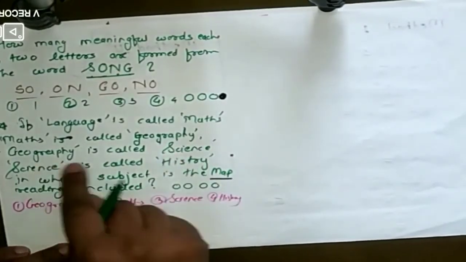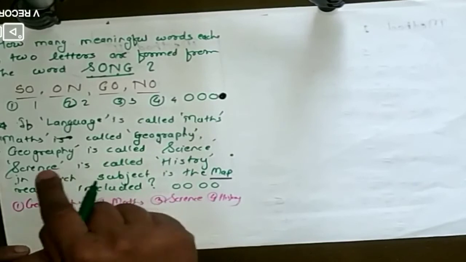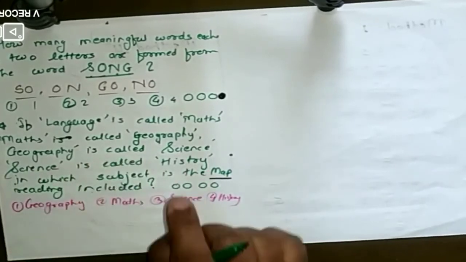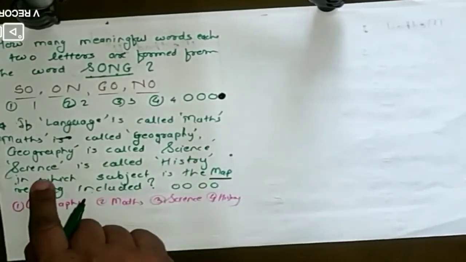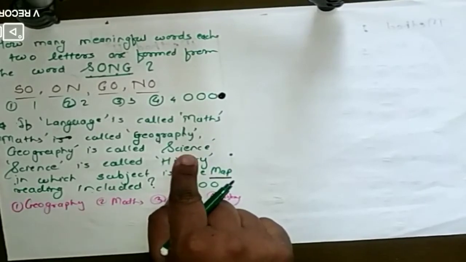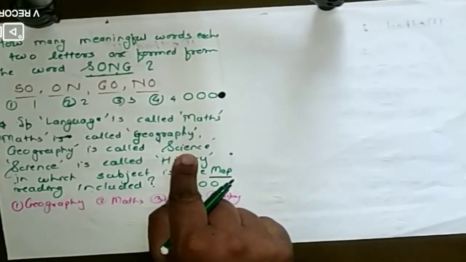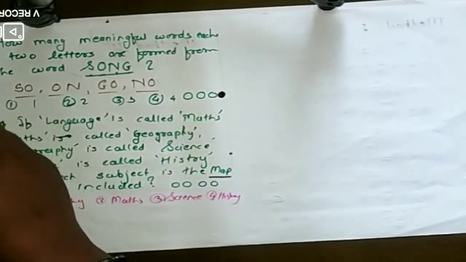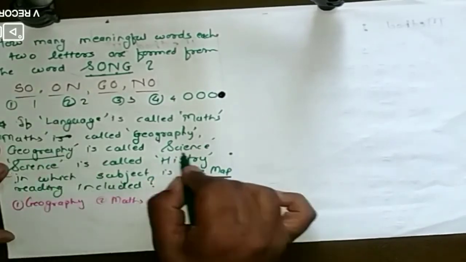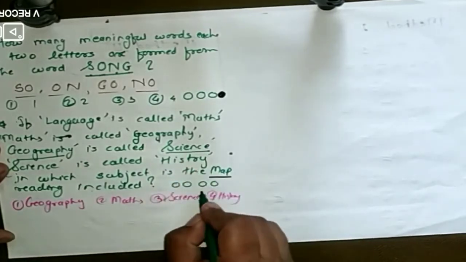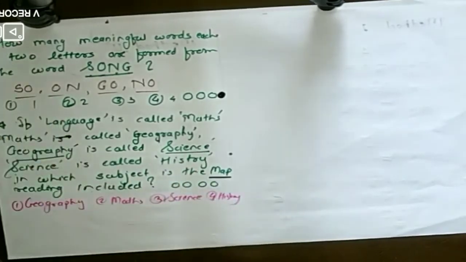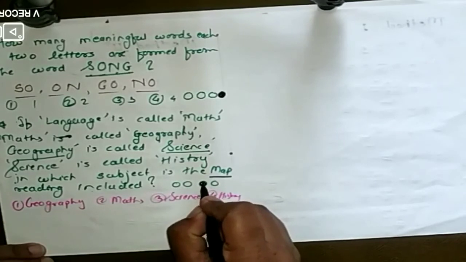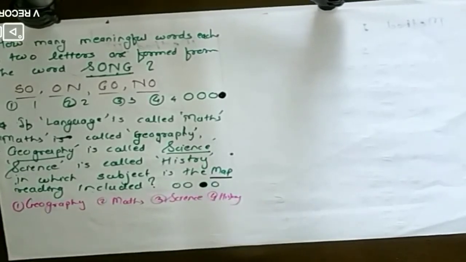So geography, what is the information given for it? Geography is called science. We may get confused whether science is the answer or geography is the answer. At that time, don't get confused. Because the sentence focused here is that geography is called science, so its answer is science. In this way they gave the instruction.